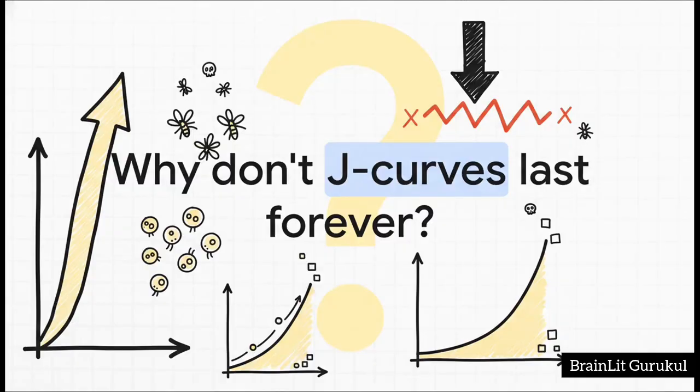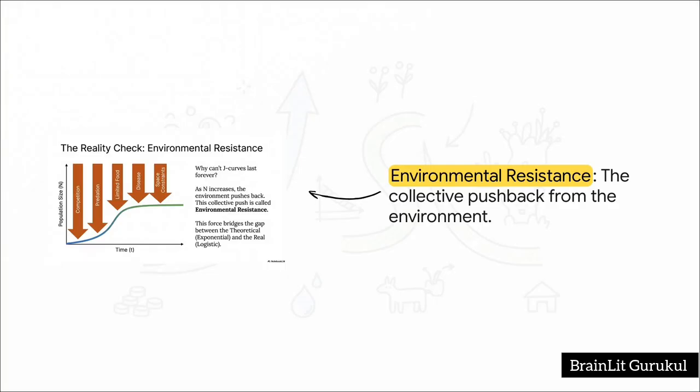So that brings up a really important question. Why don't these J-curves last forever? If this kind of explosive growth is possible, why isn't the whole world just covered in bacteria and insects? What's holding them back? Well, the answer comes down to one single, incredibly powerful concept: environmental resistance. See, as that population just skyrockets, the environment itself starts to push back. Competition gets fierce, predators take notice, diseases spread, and you just run out of space. This combined force is what connects the dots between that ideal J-curve and the reality we actually see in nature.